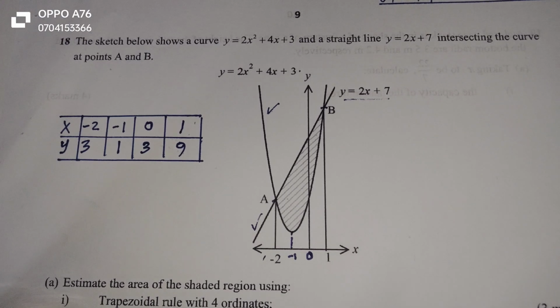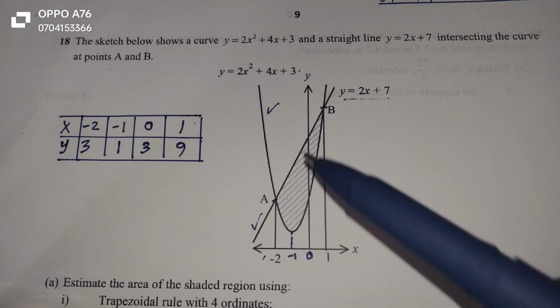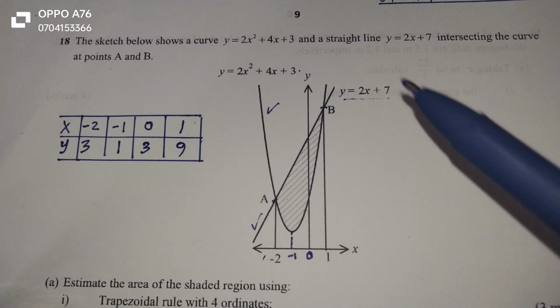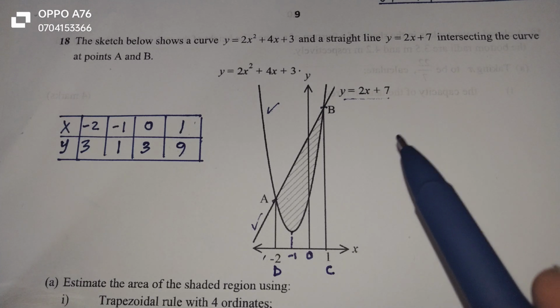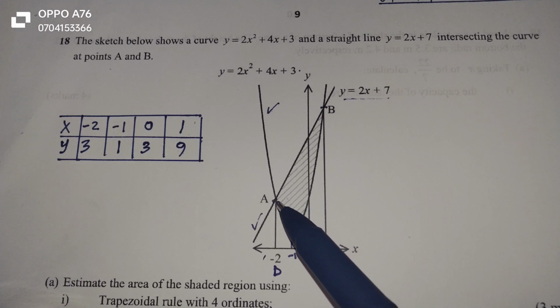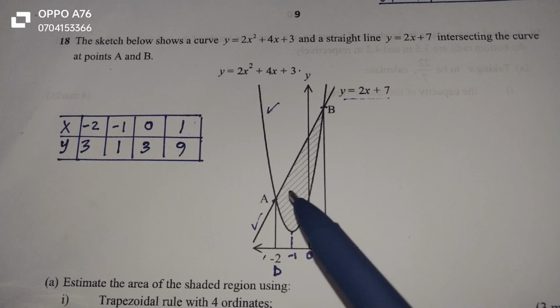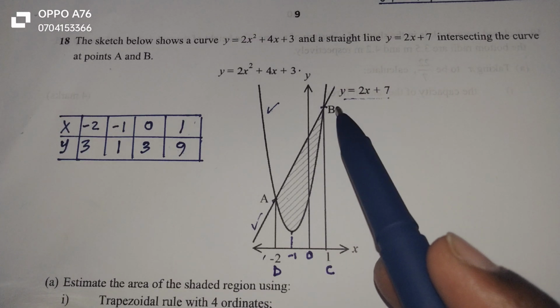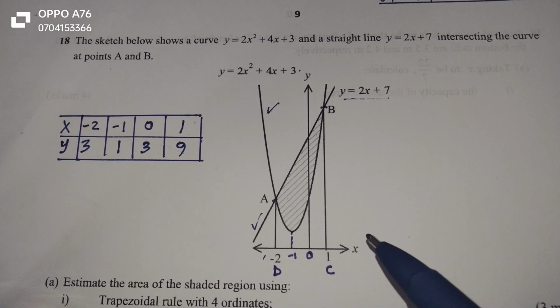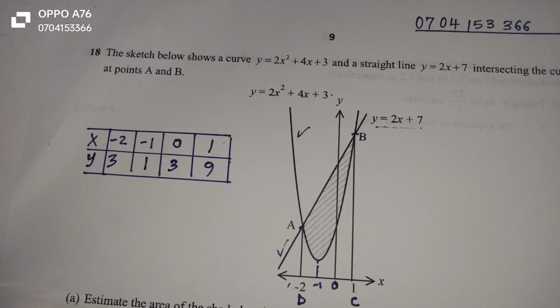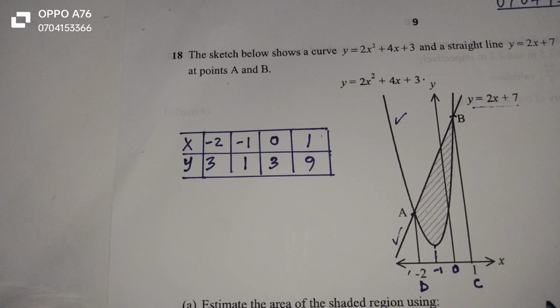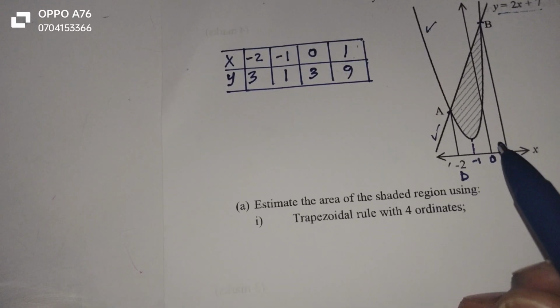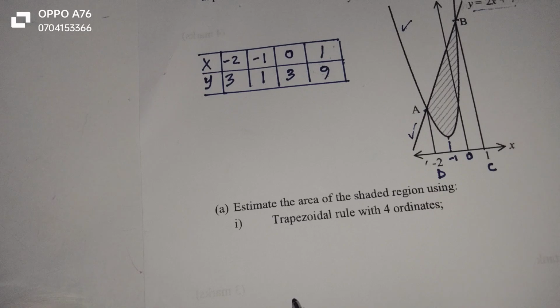Then there is something we are supposed to understand. When you look at this diagram, you realize that A, B, then if we call this one C and this point D, then A, B, C, D becomes a trapezium. So the area of the trapezium minus the area bounded by the curve, the x-axis, and the lines x equals -2 and x equals 1, will give us the area of the shaded part. So let me start by getting the area of the trapezium first.